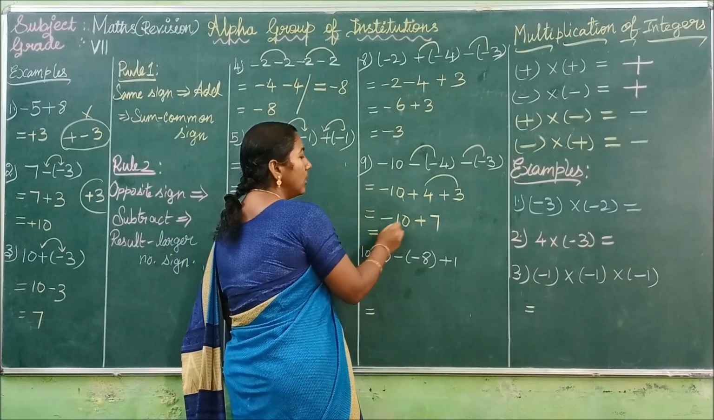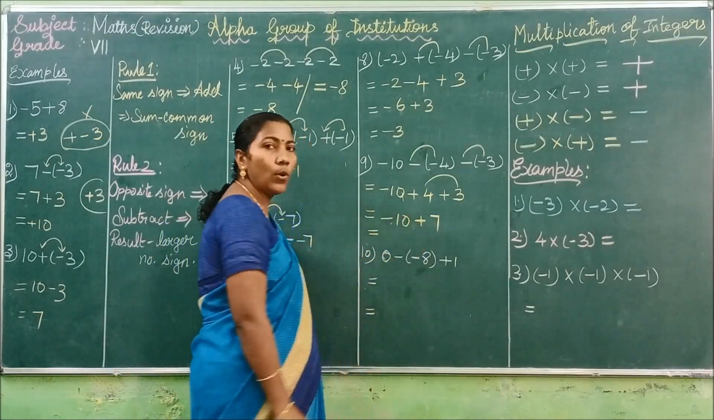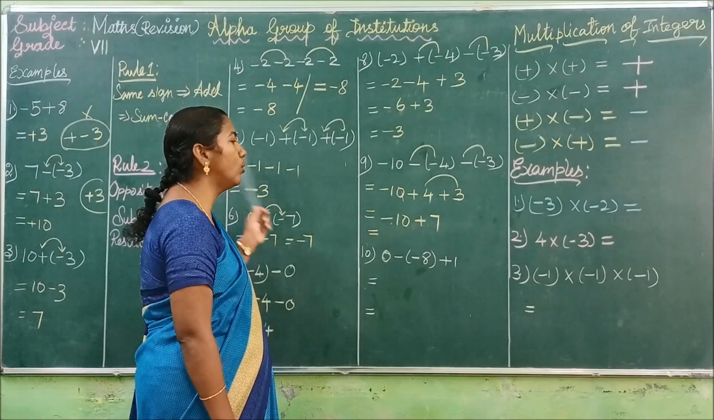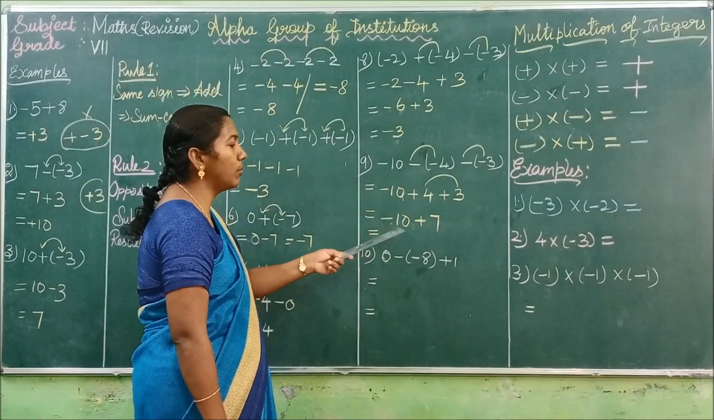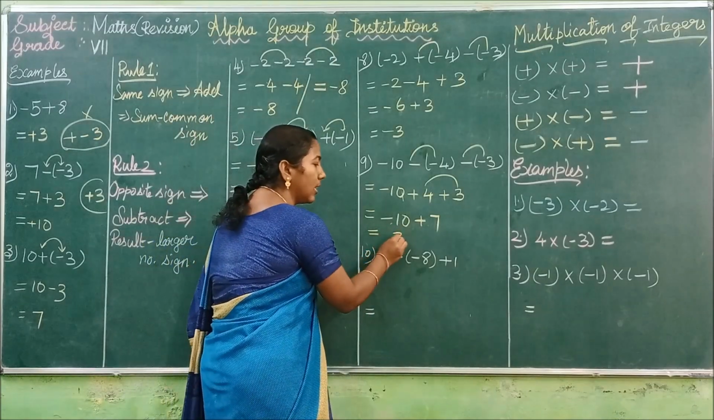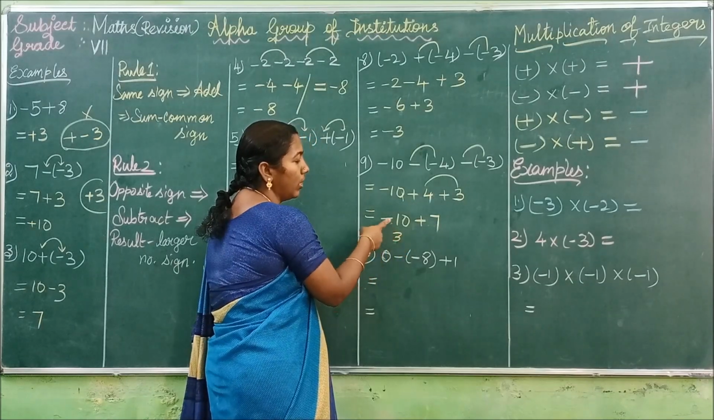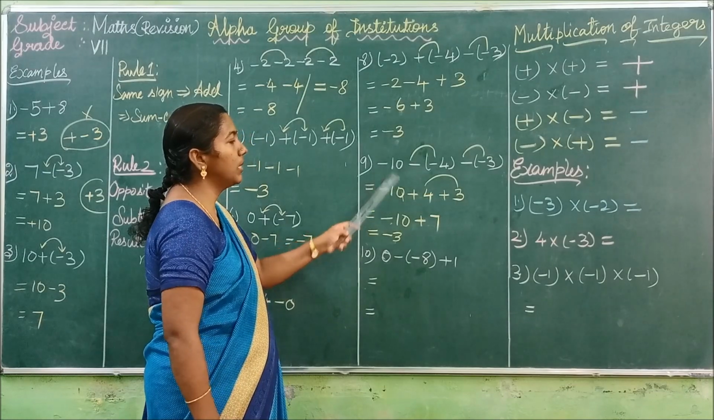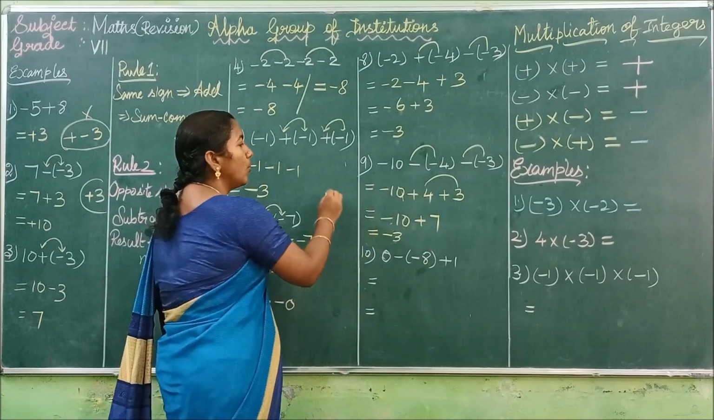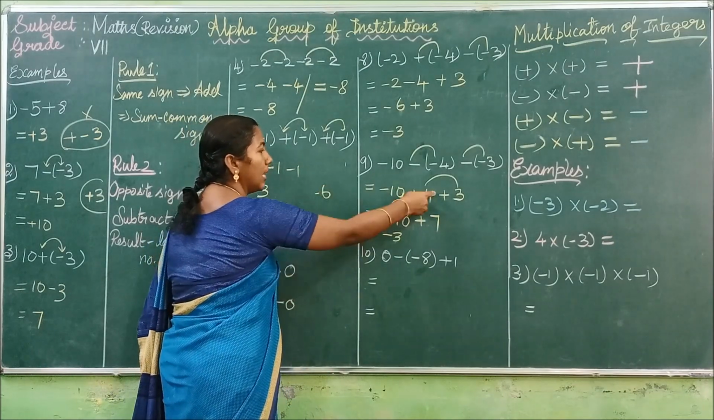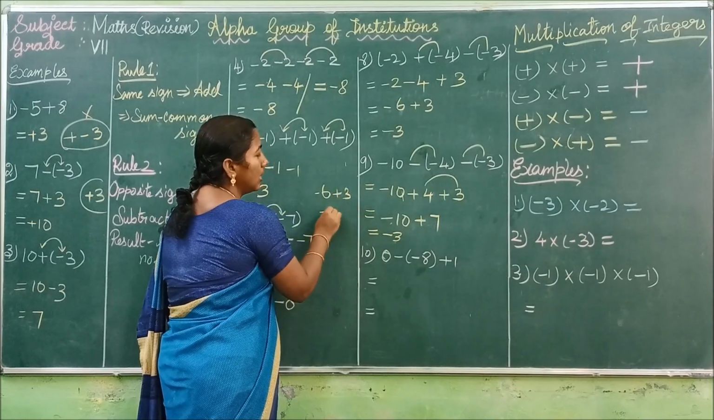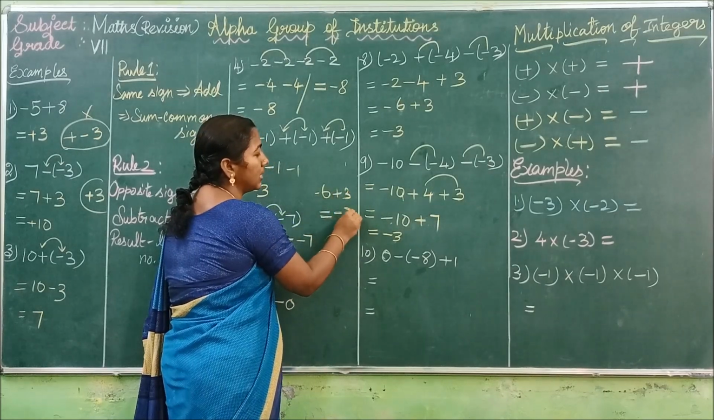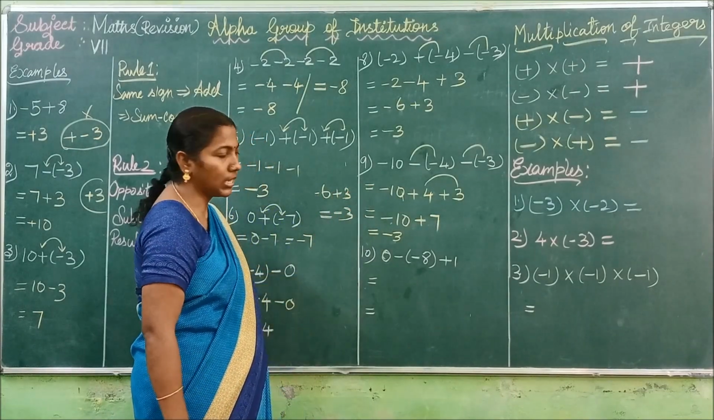Okay. See here, the given integers are in opposite signs, so you have to follow rule 2. Subtract the smaller number from the larger number, you get the result 3. This result gets the symbol of the larger number. Thus we get the answer minus. So what is the first method? Minus 10 plus 4, your answer is minus 6 and then plus 3. See here, minus 6 plus 3. What is the answer? Minus 3. Both methods give the same answer.